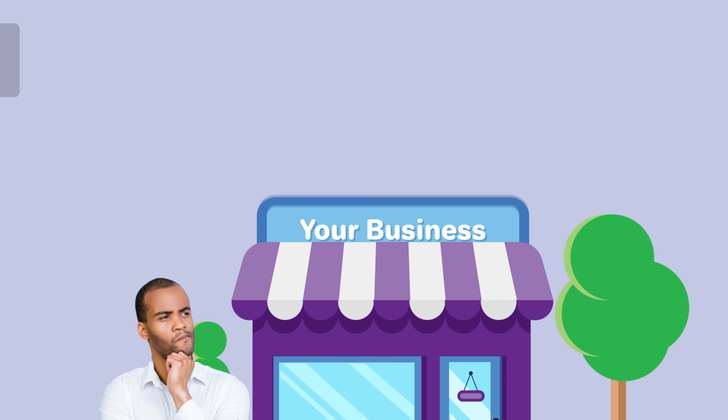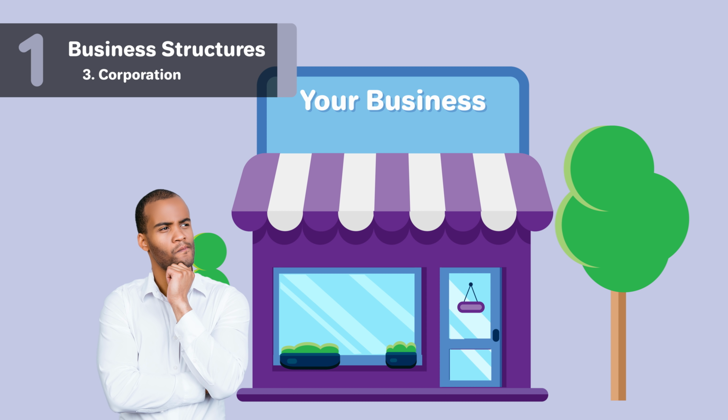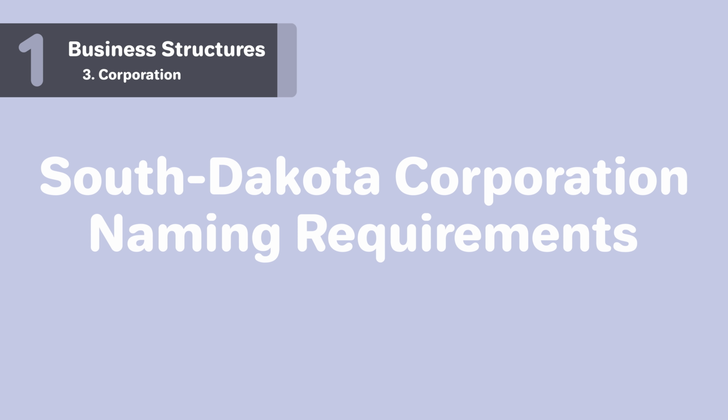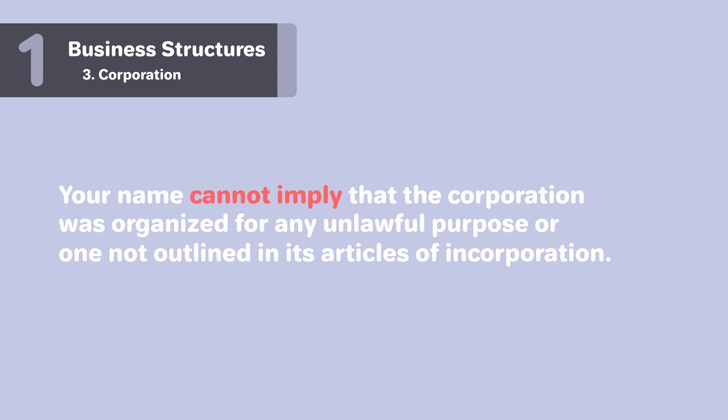Corporations. If your business is a corporation, or a C Corp, your name must include the words corporation, company, incorporated, limited, or an abbreviation of any of these. Here are some state-specific requirements for South Dakota corporations. Your name cannot imply that the corporation was organized for any unlawful purpose or one not outlined in its articles of incorporation.